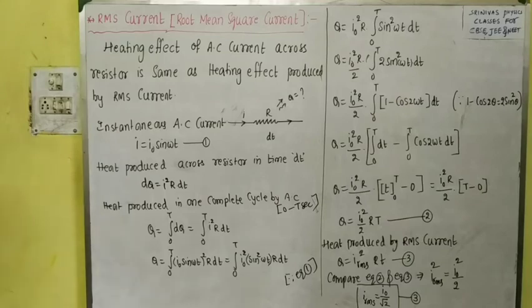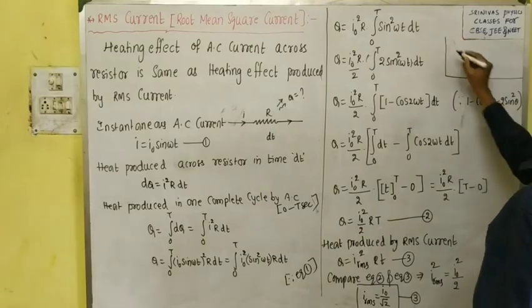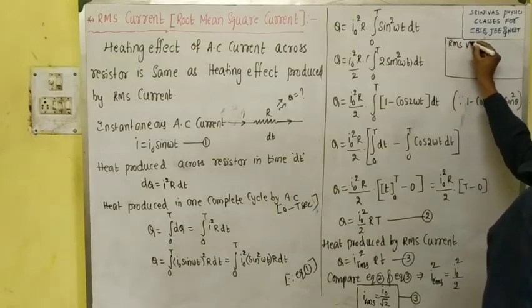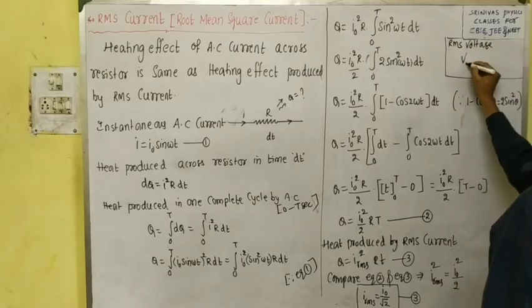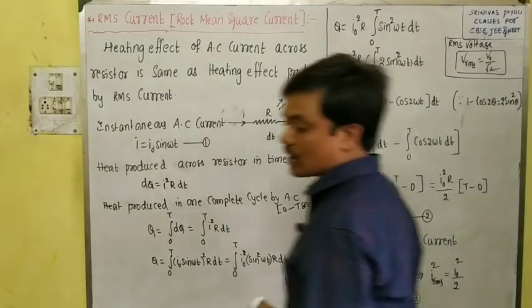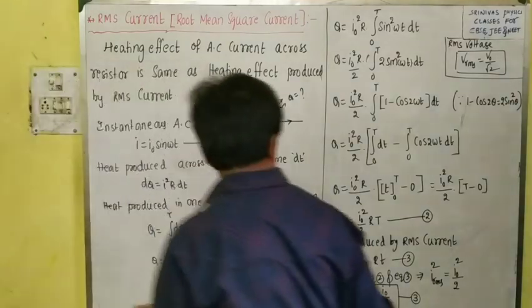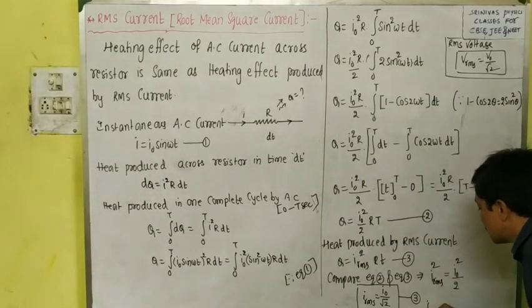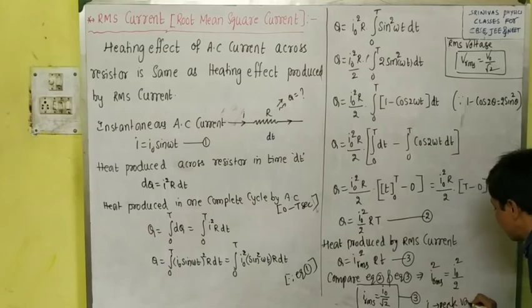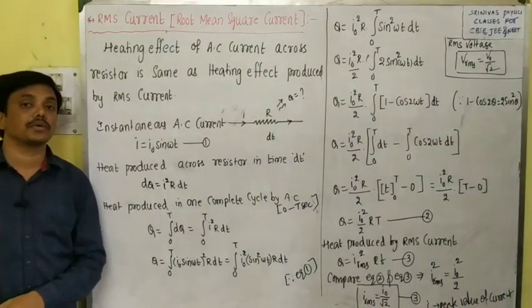If you want the RMS voltage, we write like this: Vrms is equal to V naught by root 2. Okay, what is I naught here? I naught is the peak value of current. Take the screenshot and note it.